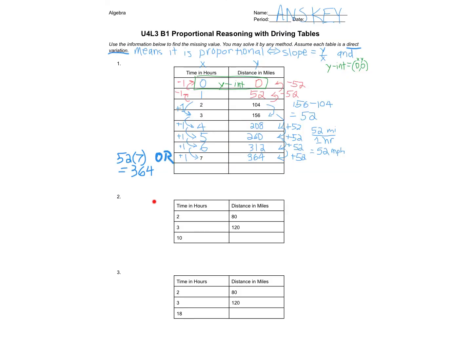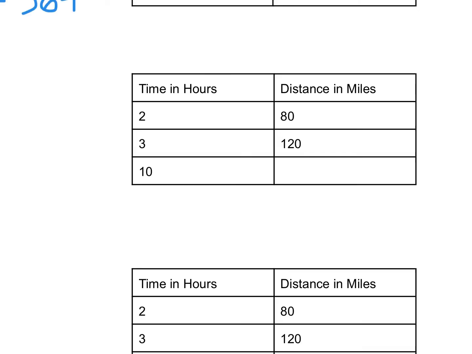So let's look at example 2. My time in hours at 2 hours is 80 miles, at 3 hours is 120. My question then is, how much would it be at 10 hours? How many miles would that be? Take a moment to solve that problem. Otherwise, we could take 80 divided by 2 and get 40. Same thing, 120 divided by 3 is 40. We could use the 40 to get from 1 to 10.